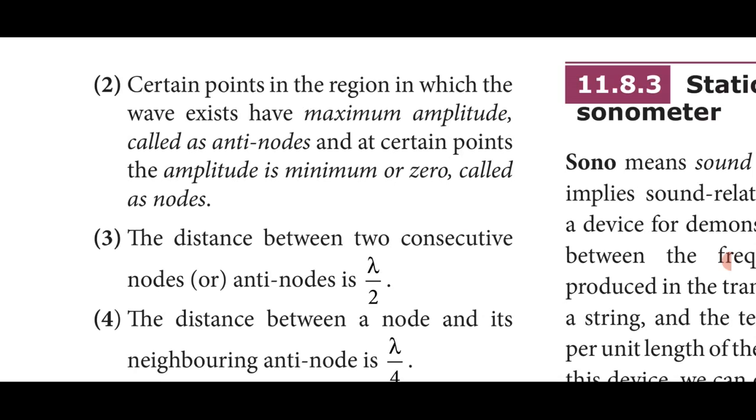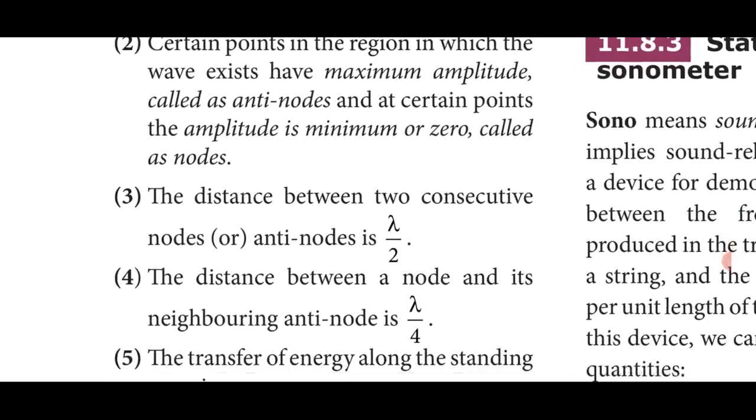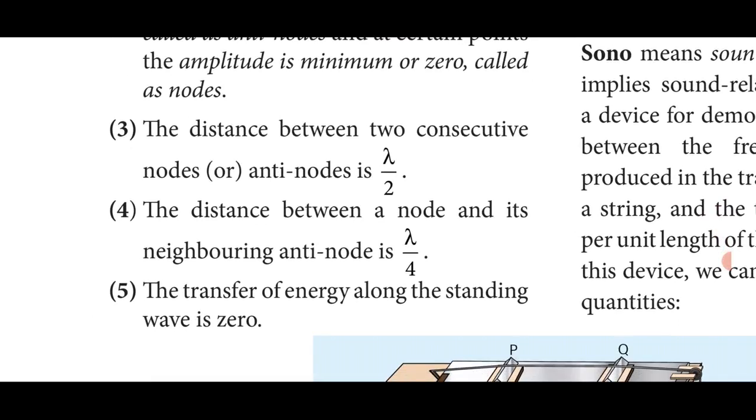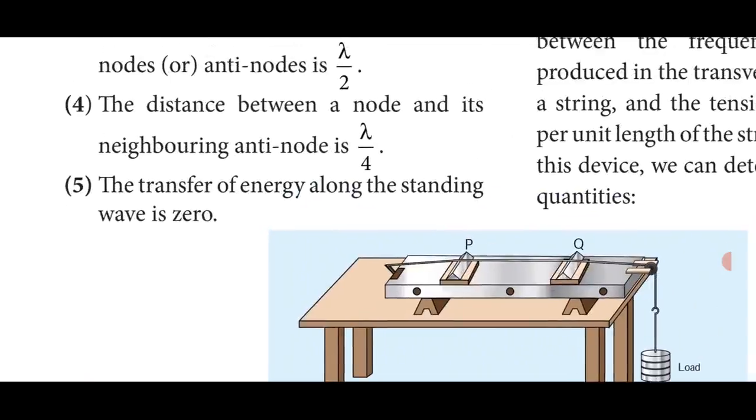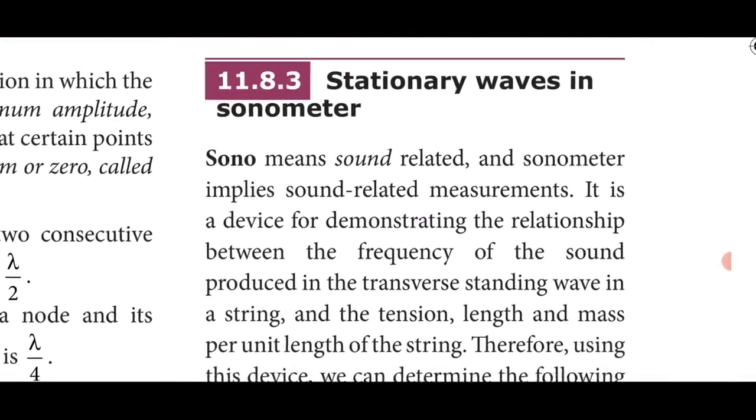Certain points in the region in which the wave exists have maximum amplitude. Same as we discussed in the comparison, the amplitude is maximum at antinodes and minimum or 0 at the nodes. The distance between two consecutive nodes or antinodes, as discussed in the last derivation, is lambda by 2. The distance between a node and the neighboring antinode is lambda by 4. The transfer of energy along the standing wave is 0. So these are all the characteristics of the standing wave or stationary wave.